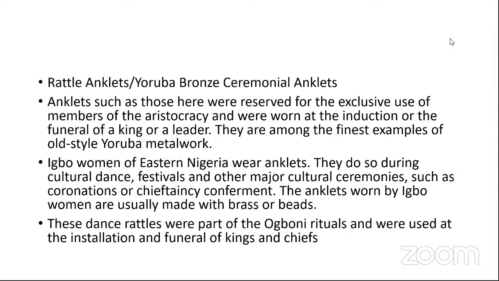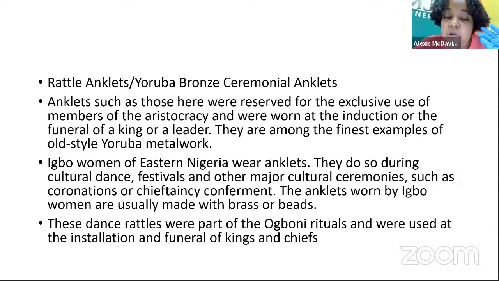Right, that's correct. So some of the anklets that Auntie Alexis is going to show you are called rattle anklets, and you'll see why they're called rattle anklets. And then bronze ceremonial anklets. This is some of the information Auntie Alexis found about them: they were reserved for members of royalty, and they could be worn when someone was becoming a chief or a king, or when someone died.